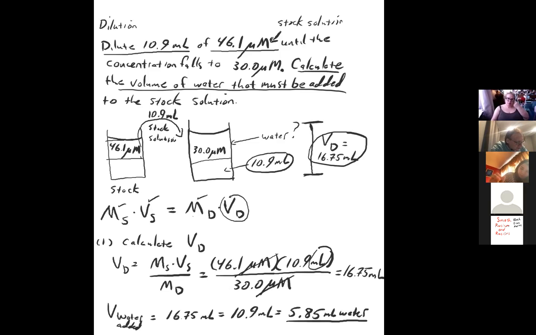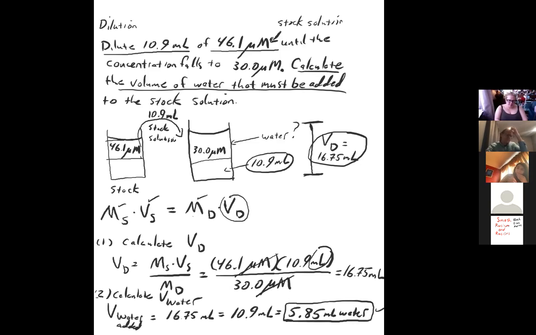So be careful when you read these questions on ALEKS. Sometimes it may ask you for what volume the dilute solution is. Other times it might ask you what volume of water is getting added. In case it's asking for that, then you'll have to do this second step here. There you go. So that's dilution.